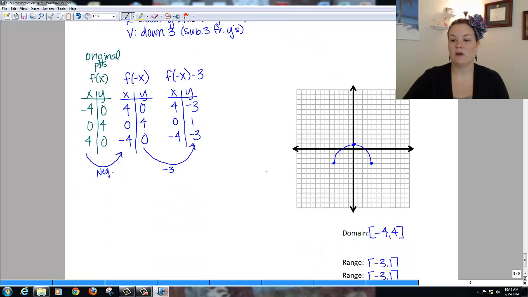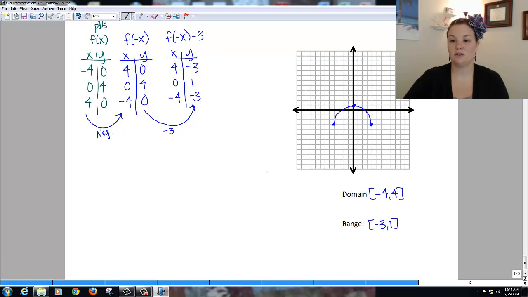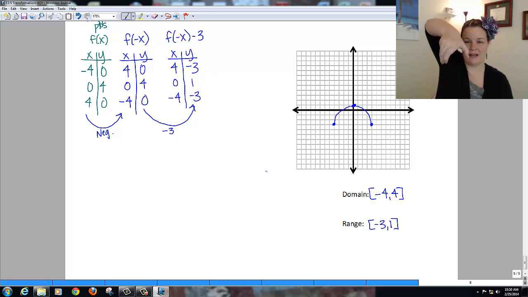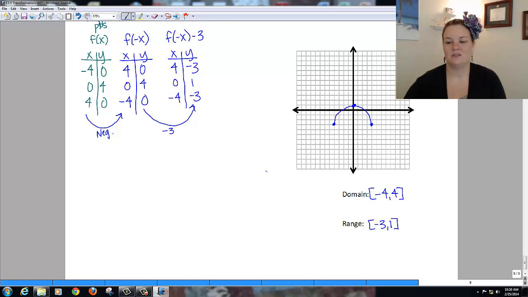Okay, so when I graph my finished function here, my circle has been flipped around the y-axis, which in this case really didn't do anything, right? If I take a semicircle and I flip it around, it still looks like a semicircle. Okay? And then I move it down 3. So here my domain would be negative 4 to 4, and my range would be negative 3 to 1.